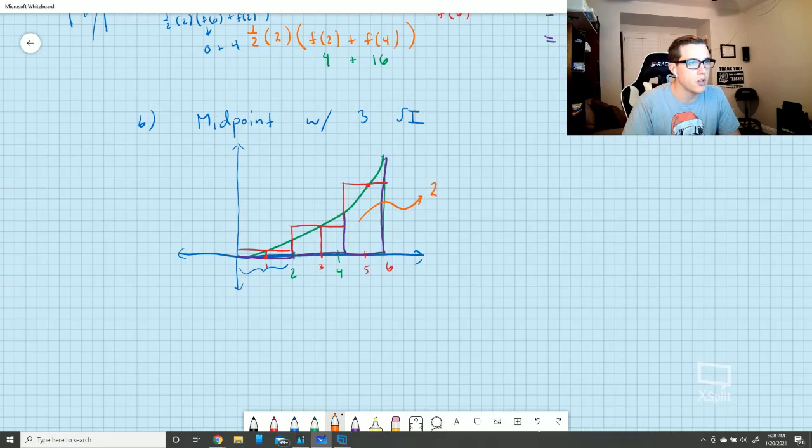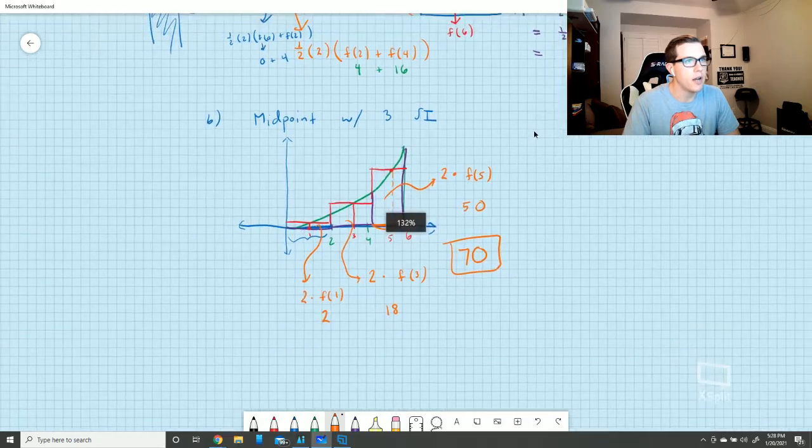It's the base 2 times the height. And what's the height of this? Well, it's this guy. It was f of 5, so it's between 4 and 6. This one is 2 times f of 3. This one is 2 times f of 1. So this is 2 times 9, which is 18. This is 2 times 25, which is 50. Add them up. Looks like we get 70.